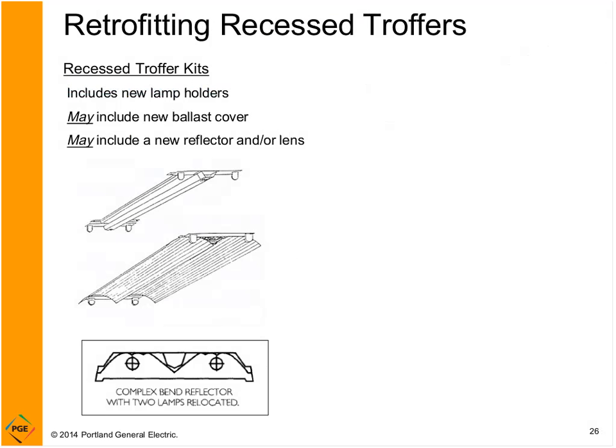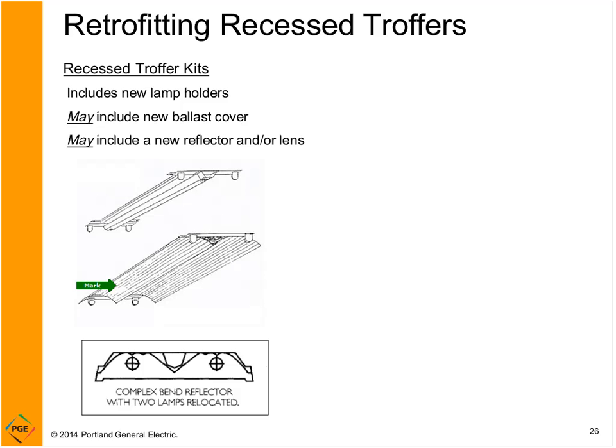Recessed troffers, especially ones with prismatic lenses, can easily be upgraded with a kit. This is a great upgrade option. Often you're going to be able to reduce the number of lamps. You're going to get these kits that come with new lamp holders, and especially when you go from, let's say, 3 lamps or 4 lamps down to 2 lamps, you're going to reposition the lamps where they should be. And if the fixture is inefficient, you can get kits with a reflector to improve the efficiency of the fixture.